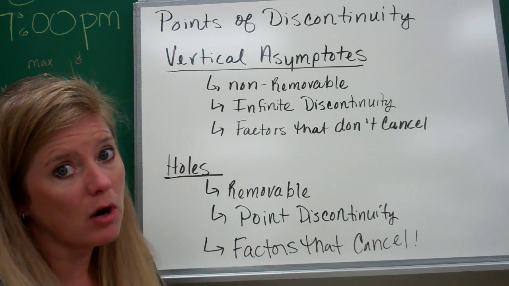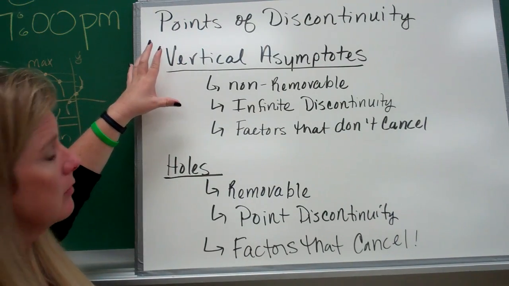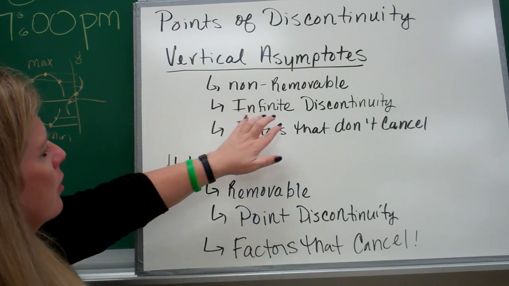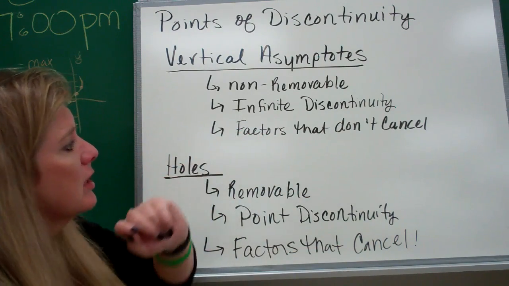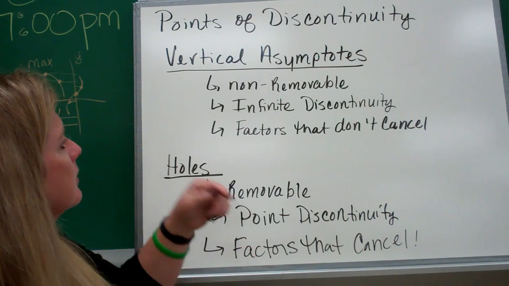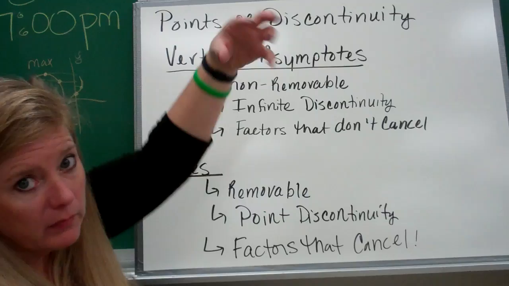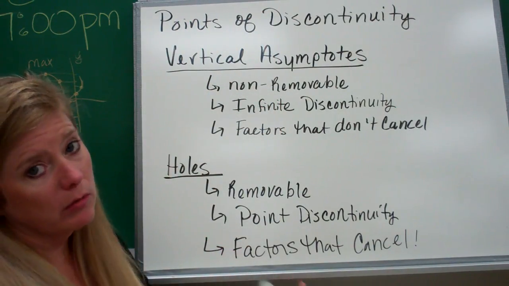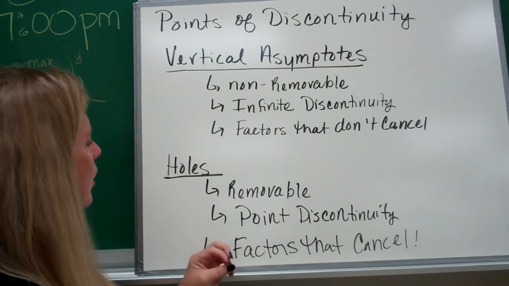Discontinuities are breaks in the graph. That's all they are. We have vertical asymptotes. Those we've talked about. Vertical asymptotes are considered non-removable. They're also considered infinite discontinuities, and they come from factors that don't cancel. You'll see what I mean when we do a couple of examples. They're infinite because they are lines that go on and on forever in both directions. They're non-removable because they don't cancel. That'll help you remember what those types are.